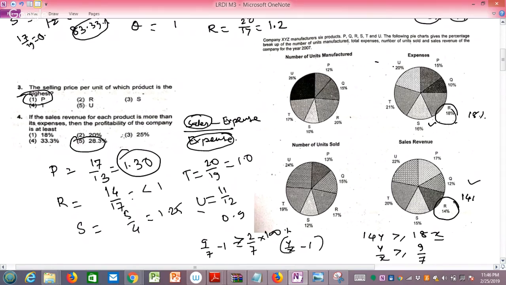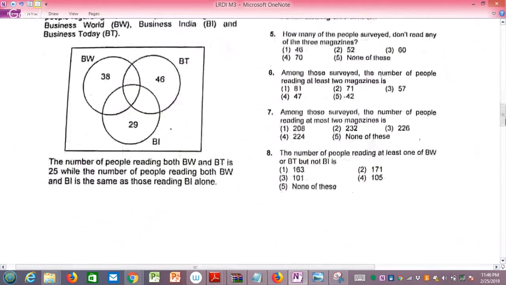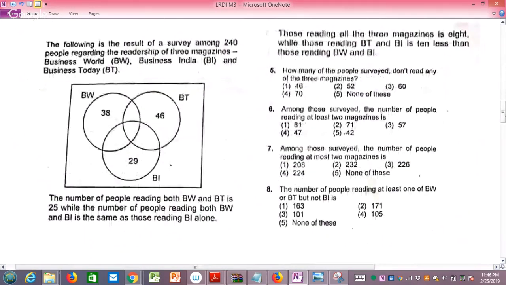Our next question is related to this Venn diagram. Now first let us fill the data whatever is given. It has been given that the number of people reading both BW and BT is 25. So BW and BT is 25 people, the number of people reading both, meaning this whole space.